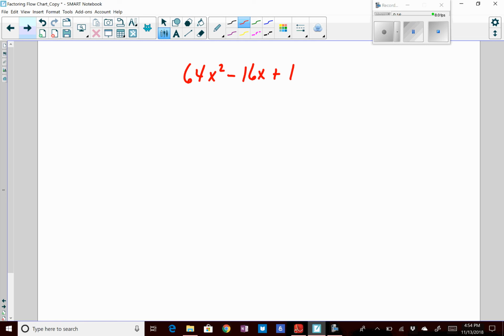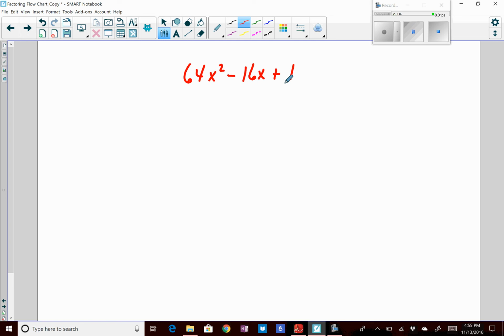Okay, we want to see if we could take out a GCF to start. There is no GCF other than 1, so we're going to go to the next thing on the flow chart, which is we recognize this as a trinomial. So again, first thing to examine is whether or not we have a perfect square trinomial. So it looks like the first term is a perfect square, and it looks like the last term is positive and also a perfect square. So we do have a perfect square trinomial.